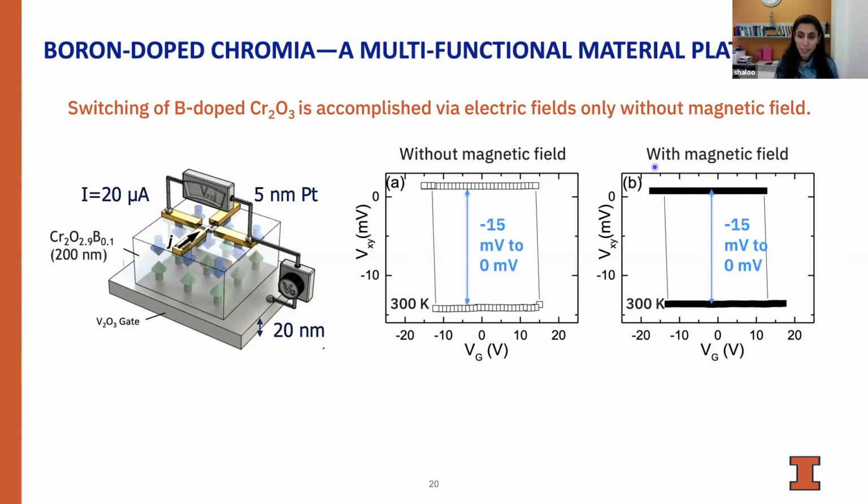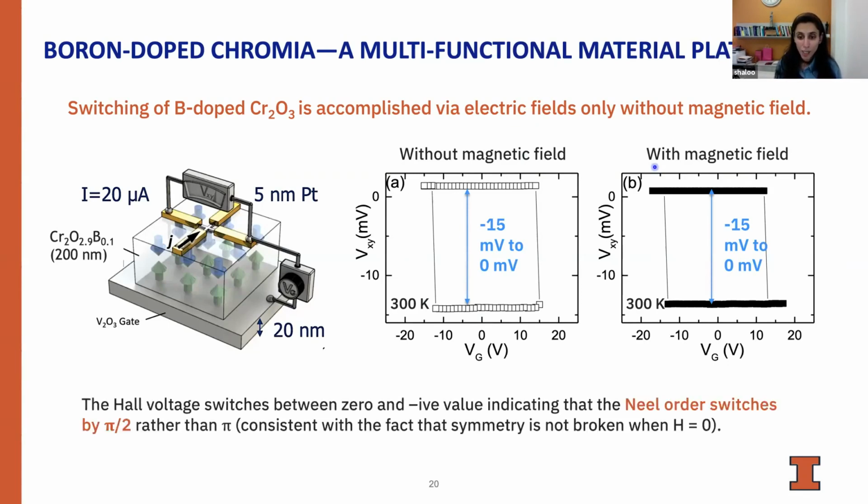The other thing that they found from this is that the Hall voltage was switching between negative 15 millivolt and 0 millivolt, which is indicative of the fact that the Néel vector is rotating by pi by 2 rather than by pi. And it's okay, because it is consistent with the fact that if you didn't apply the magnetic field, time reversal symmetry is not broken, thus this is okay.